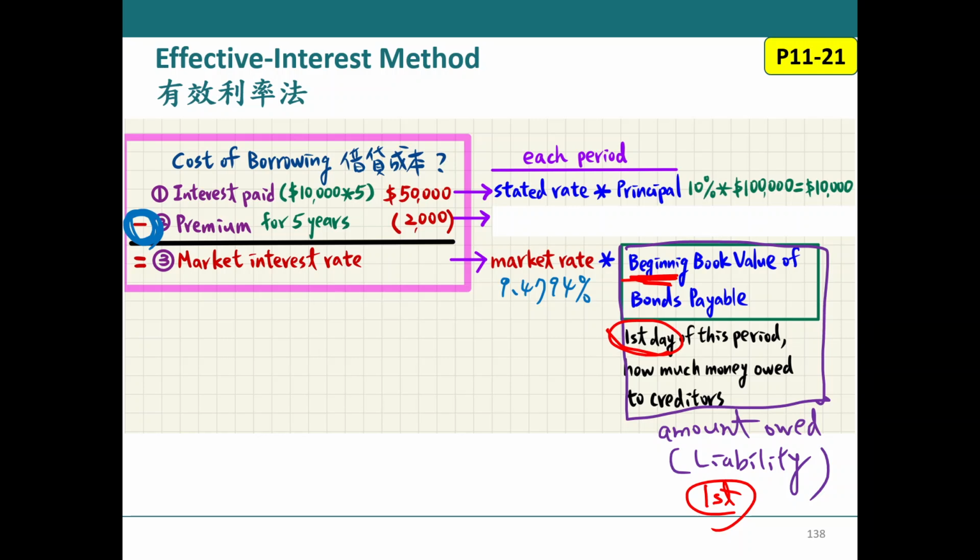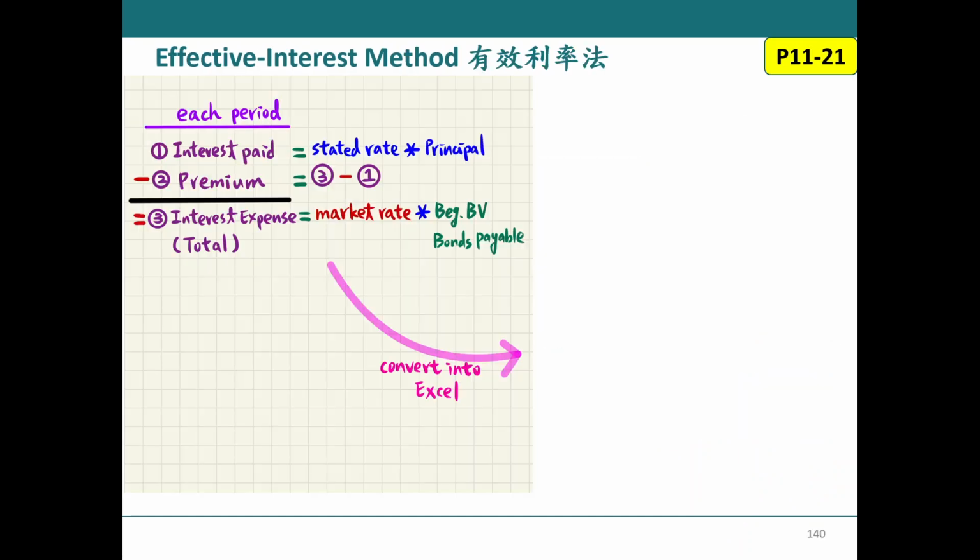So you know the first one, you know the total. Can you get the second one? Yes, right? So your total cost of borrowing minus your first one, then you got your second one. Any questions? So it's the same as last week. The only difference is, be careful, premium here is minus, negative. For discount here is plus. Discount will make your total cost increase. Premium will make your total cost decrease. Okay, any questions? So based on this, we just convert into Excel tables, right?